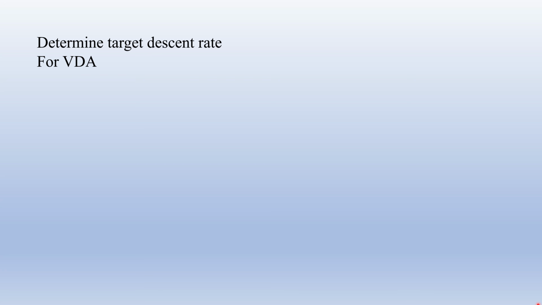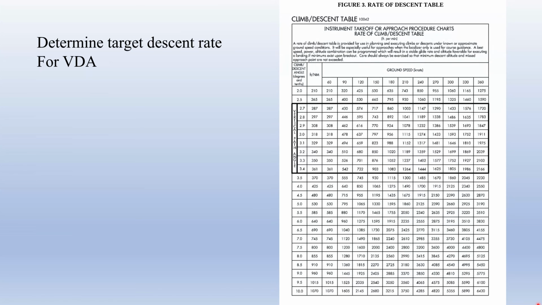So the process for determining your target descent rate for a visual descent angle is exactly the same as it would be for determining your target descent rate on an approach with vertical guidance like an ILS. You want to go back to the FAA's climb and descent table. Again, you can find this by just Googling FAA climb descent table, or a lot of flight planning apps do have it somewhere in the app, so you can find it there as well.